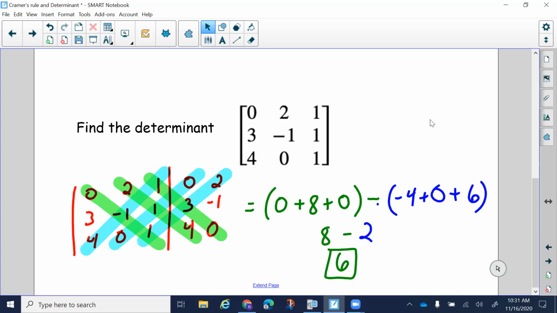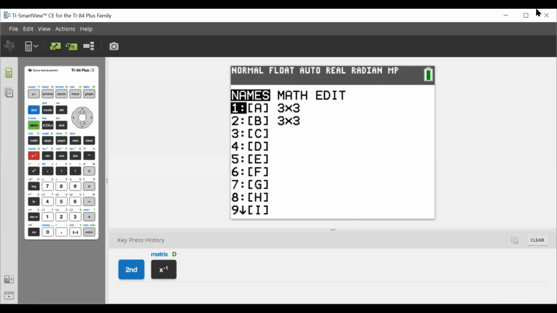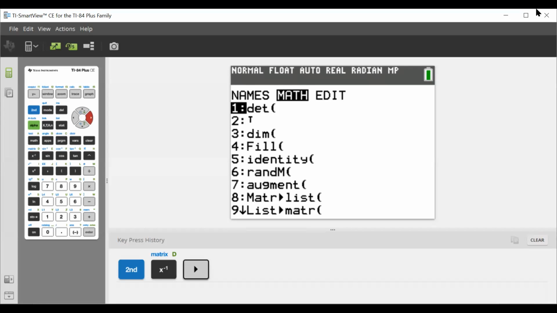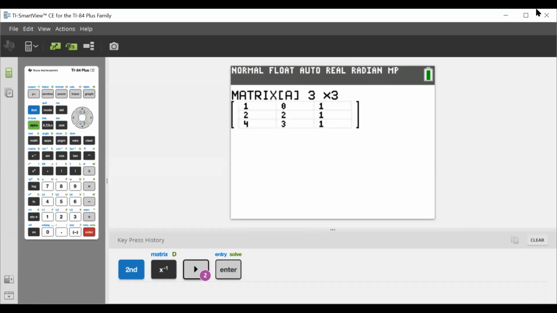So here we have this determinant 0, 2, 1, 3, -1, 1, 4, 0, 1. And we're going to do this on our graphing calculator. So let me share the graphing calculator. All right, so we're going to type this into our graphing calculator. So you're going to go first to matrices. If you remember that second -1, that's our matrix thing. And I need to edit my matrix A. So I'm going to cursor over to edit matrix A and push enter.